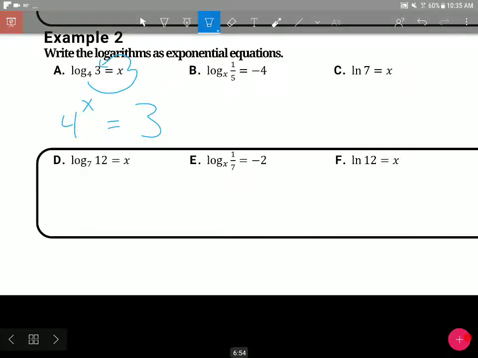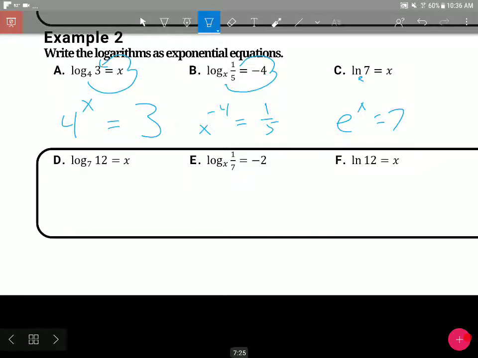What would your base be for letter B? X. Go across and come back. So x to the what? Negative 4 equals 1/5. All right, last but not least, letter C. What is your base for letter C? E. Good. Remember there's a little understood e down there. So it's e to the what power? Equals 7. Good.